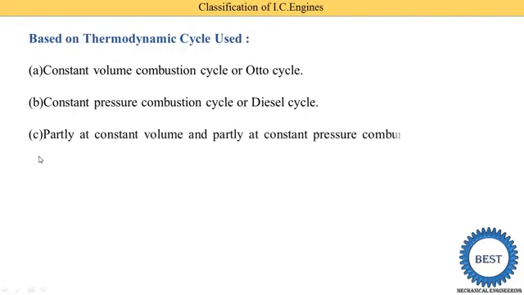Third is the partially constant volume and partially constant pressure combustion cycle, or the dual combustion cycle. So the third one is the dual cycle. Dual cycle means that double, or two-way, combustion occurs. Partial combustion takes place at constant volume, and partial combustion takes place at constant pressure. Okay, so in the Otto cycle the combustion is at constant volume, in the diesel cycle at constant pressure, but this is a combination of both. The combustion takes place at constant volume as well as at constant pressure. It is known as the dual combustion cycle.